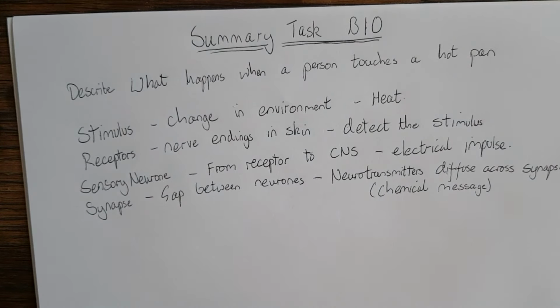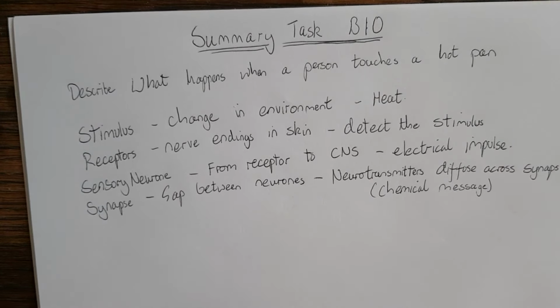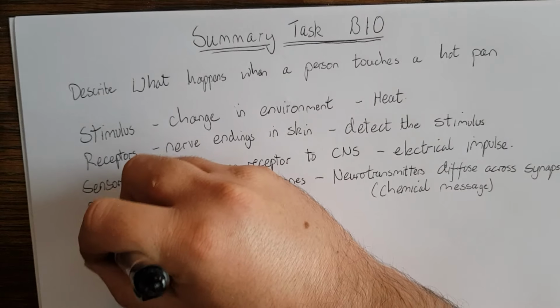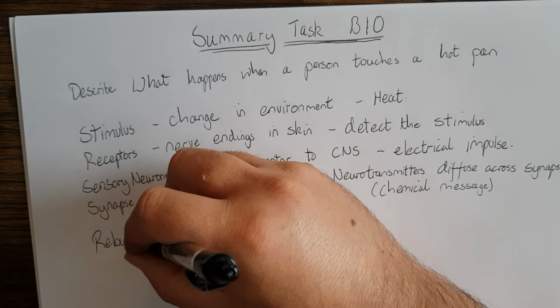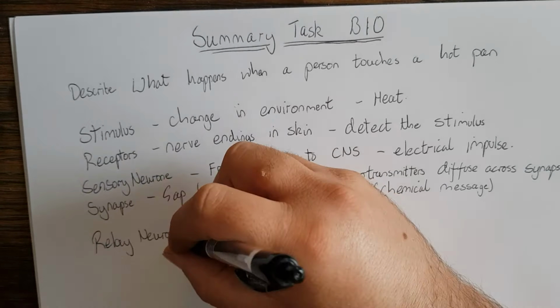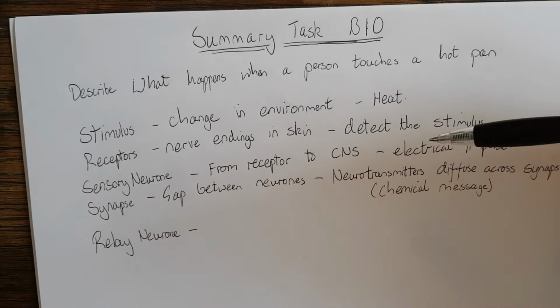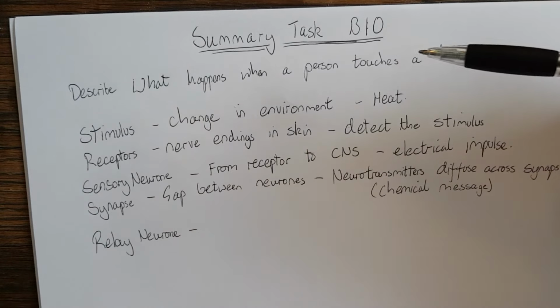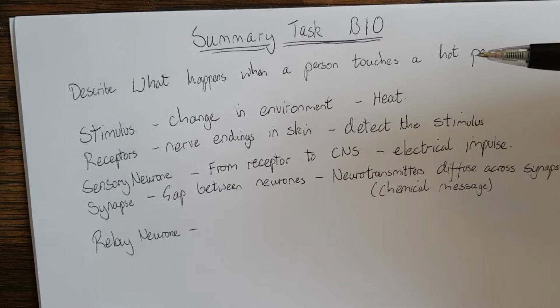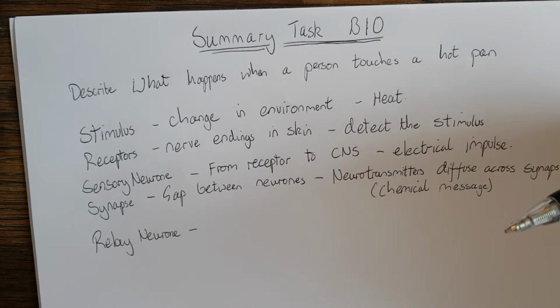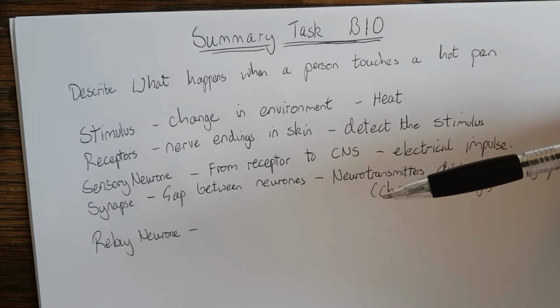We now reach what is called the relay neuron. So the relay neuron continues that message, it passes it on. And for this part, we need to think about where we're going to be going. So we've touched a hot pan. This is a reflex arc reaction. It's happening quickly to keep us safe, keep us out of harm. We don't want to go to the brain to process that information to make a decision. We want it to happen as fast as possible.